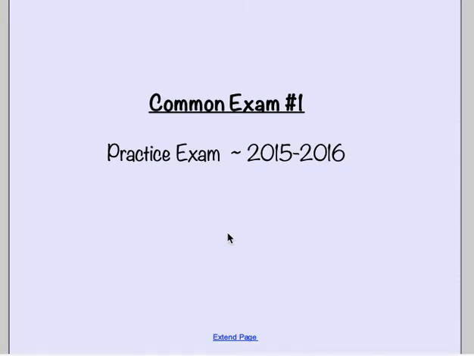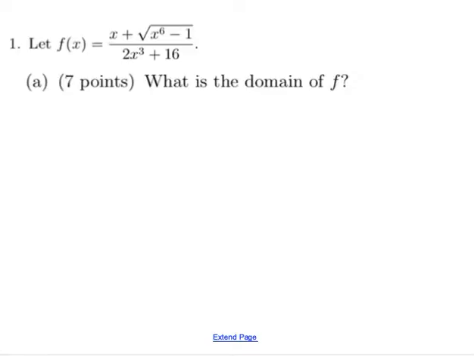Our practice exam. So the first one says, let f of x equal that function. What is the domain of x?